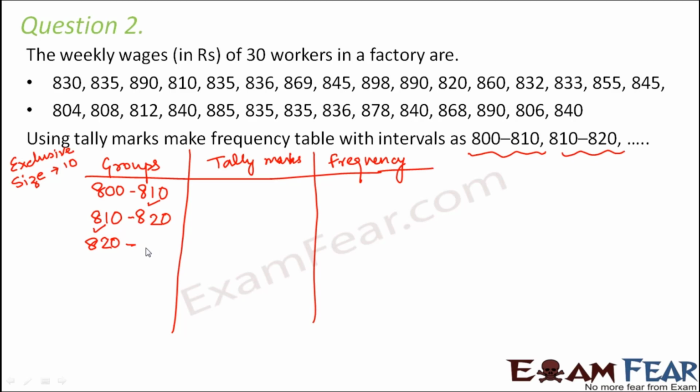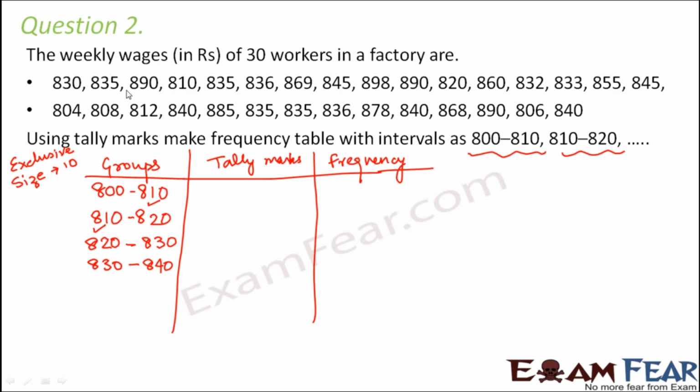The upper limit should be something such that the size is 10. That means 820 plus 10, which is 830. What would be the fourth interval? It would be 830 plus 10, which is 840, and so on. Now, till where do we need to continue? Till that class interval which would accommodate the maximum value which is given here in this table.